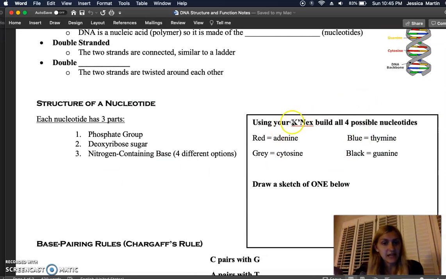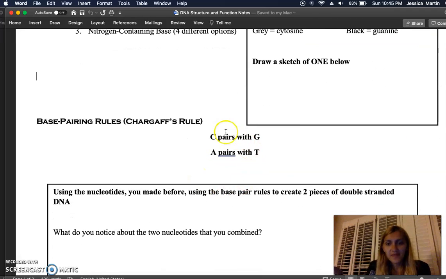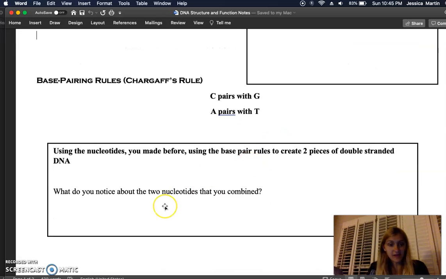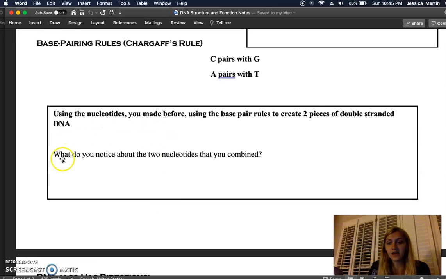So the kids will use the Kinnex kits to build the nucleotides, and they'll kind of draw a sketch of what those look like. They'll use the 4 different bases to do so. They'll learn about the base pairs, and they will take those nucleotides and connect them together following those rules. And I'm going to kind of, throughout this whole worksheet, encourage them to make observations. What do they notice? What do they think that means?